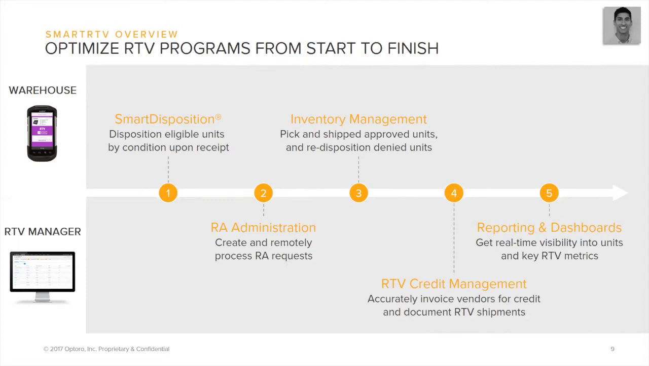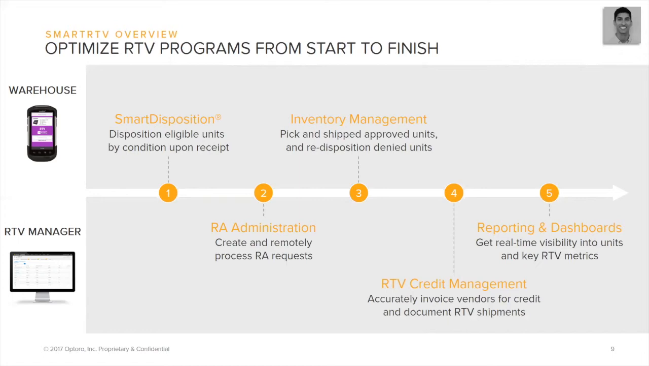When it's time for inventory management, step 3 up here on the screen, warehouse operators using the Android handhelds that power all of our client warehouses get a unit or pallet-based pick list to process those approvals for shipping, while those denials get redispositioned to test and grade or back to the secondary markets, as I just mentioned.